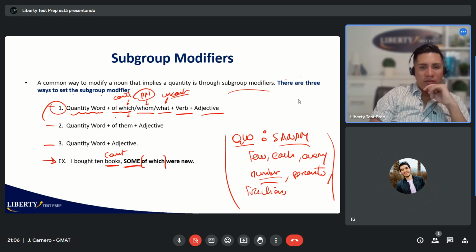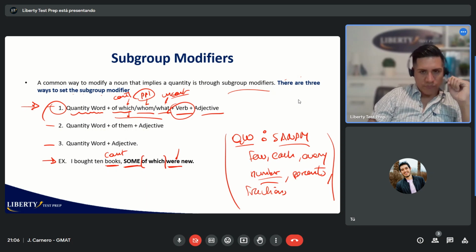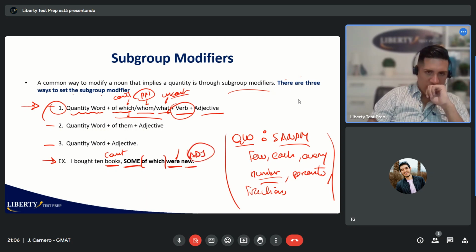And after that, you need a verb. That's what makes it different from other ones. That's what allows you also to add more information. So if you use the first one, it's because this verb will give you more info. And then the adjective, new. Okay, that's the first format, the first way to set our subgroup modifier. It's kind of lengthy, but it's good. It's very common on the GMAT.